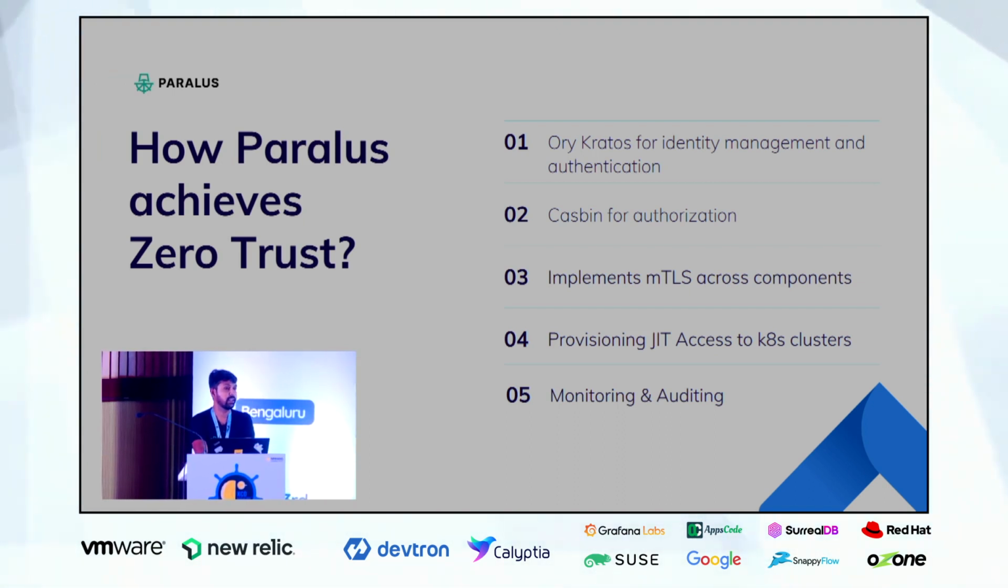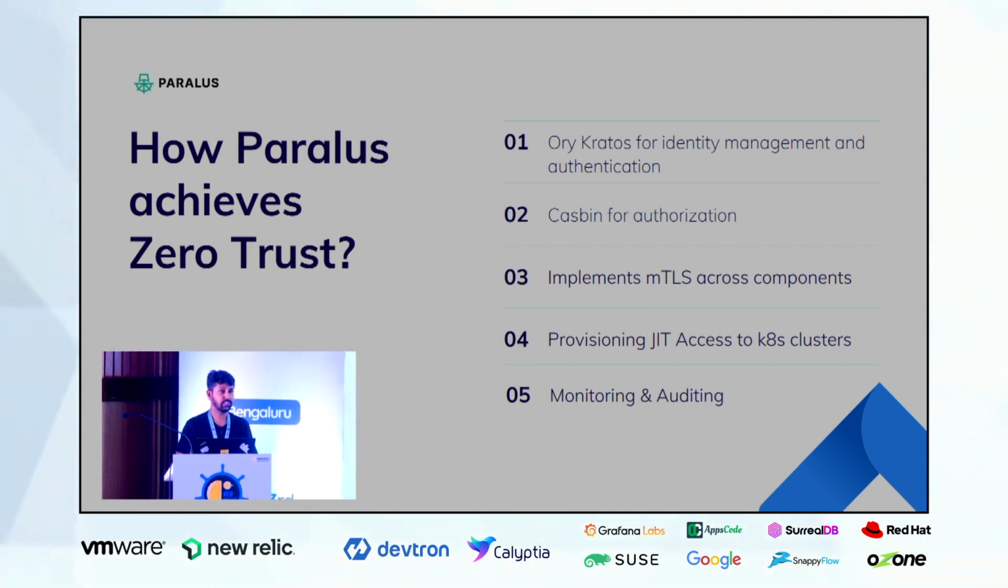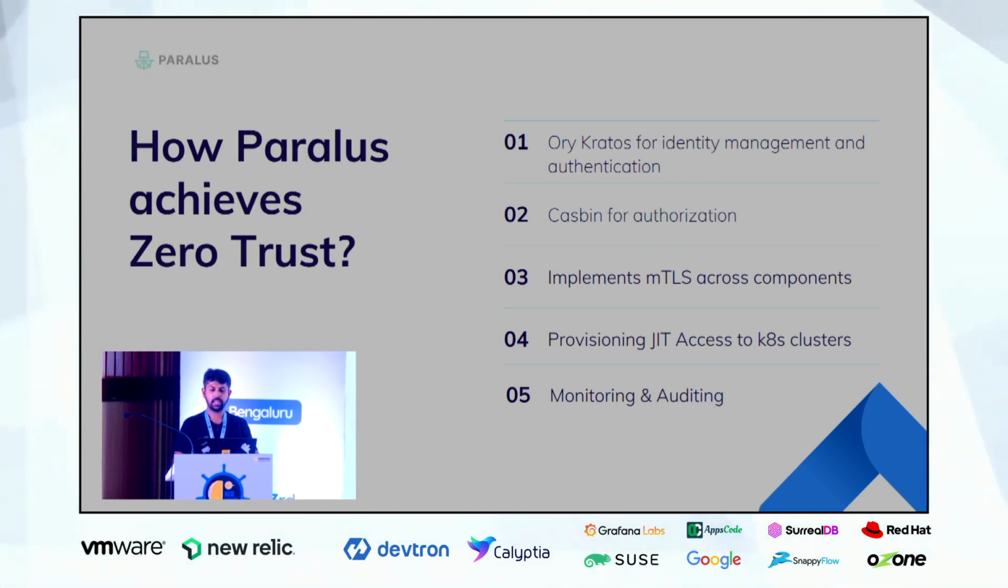And the fifth one is monitoring and auditing. So that's also baked in. So all these Zero Trust principles that we spoke about are baked into Paralus. And all you need to do is install it and get it up and running and probably configure your target cluster. So we look at that now.